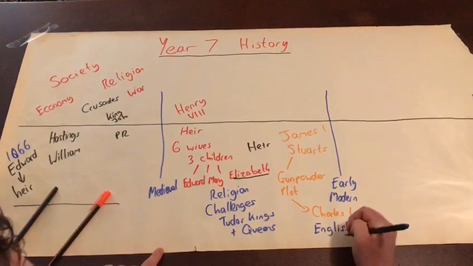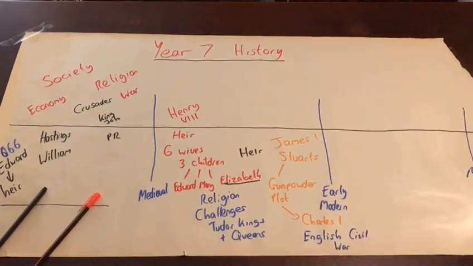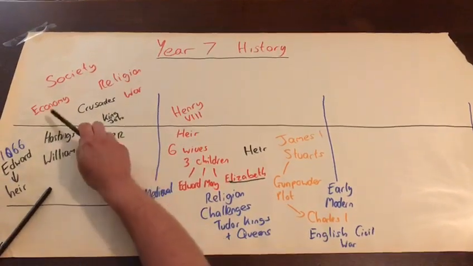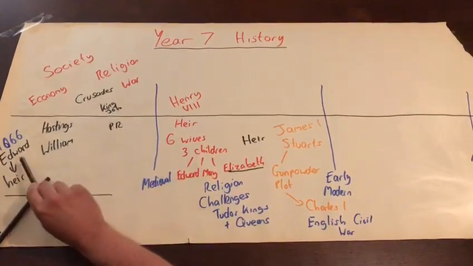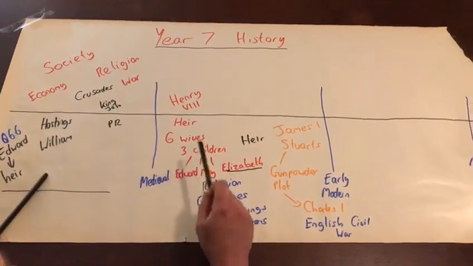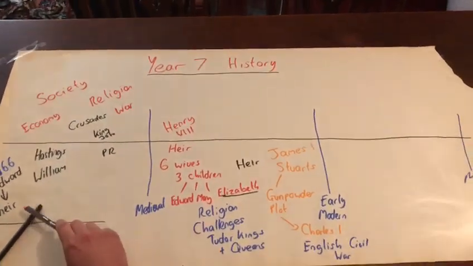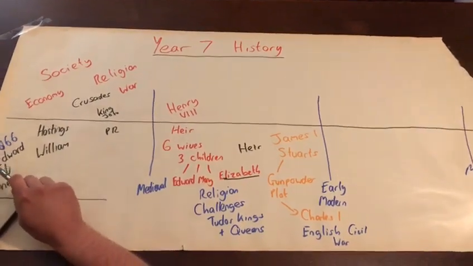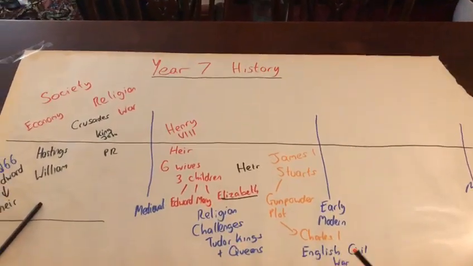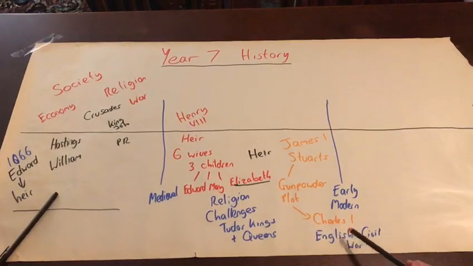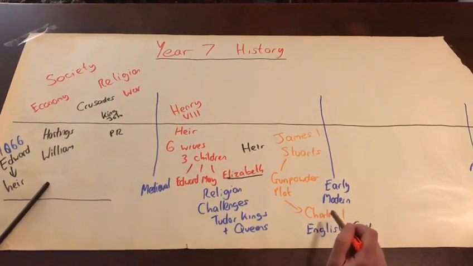Civil War. So what you can see we've got here is these common themes, economy, society, religion and war, running throughout our chronological overview of British history, starting all the way back in 1066 and going up to what you're looking at next week, which is the English Civil War and the challenges that Charles I faced.